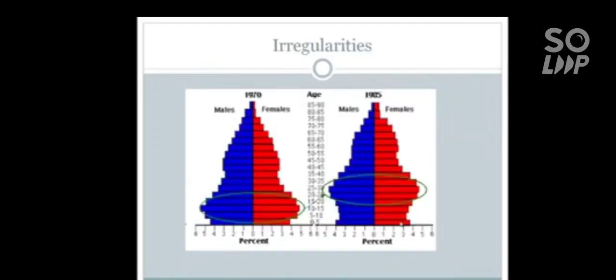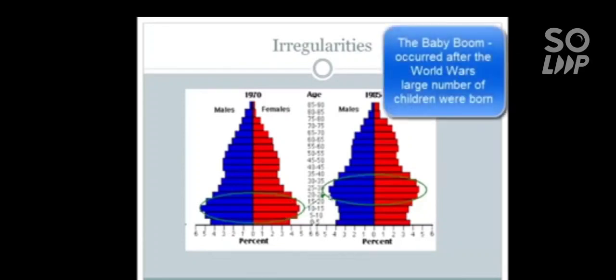Sometimes there is irregularities in your population pyramids. Here's a population pyramid between 15 years, from 1970 to 1985. You'll notice that there was a big bulge in the number of people that were born during that time, and it has slowly moved up the population pyramid as those individuals became older.